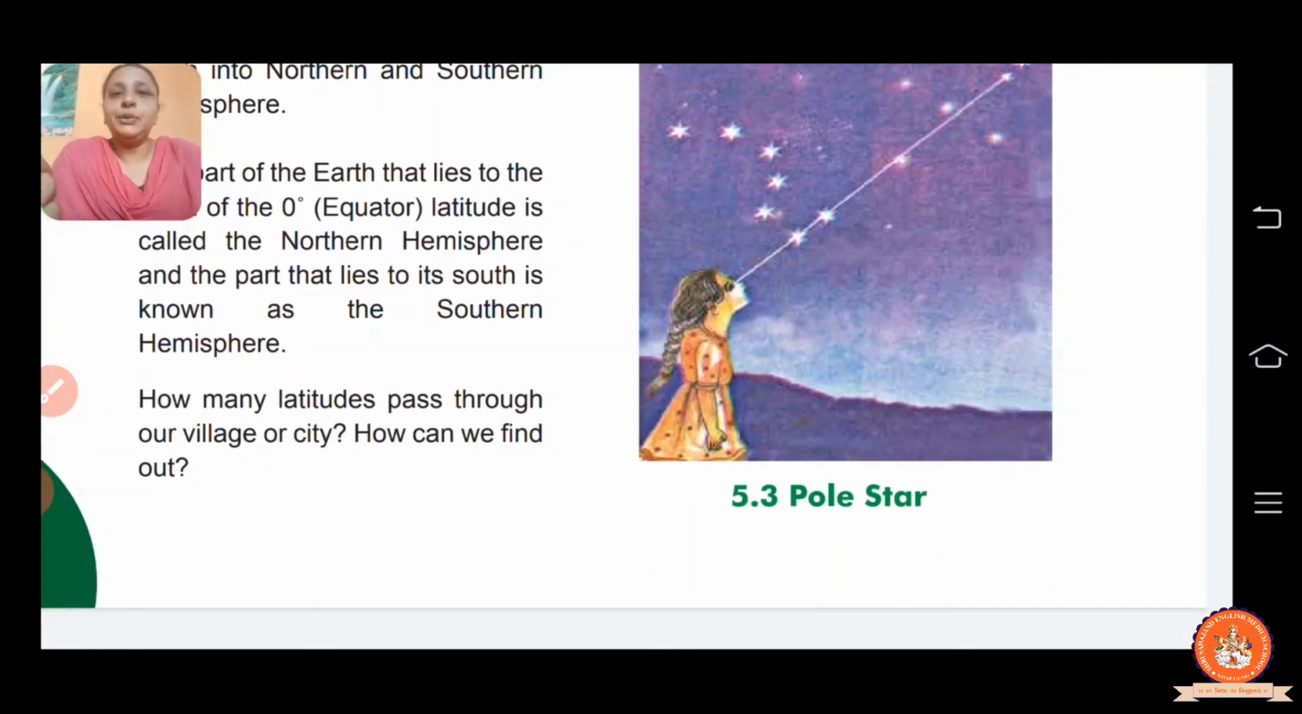How many lines pass through our village or city? How can we find out? Which of our cities does a line pass through? We have to give the name of that. Maybe, if we say Mumbai, then that is a place a latitude has to pass through. Okay, so these are the cities that have a latitude passing through them.